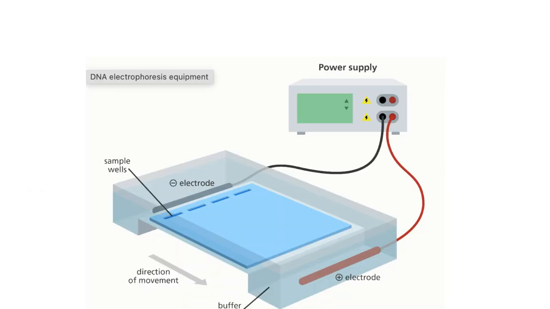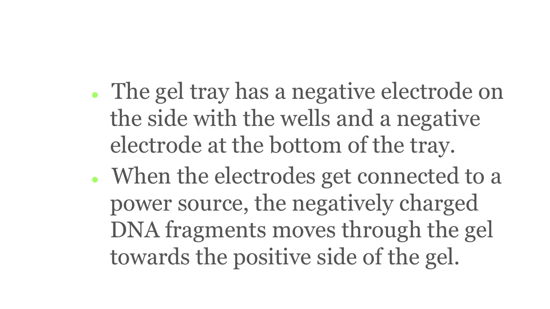So here's a picture in 3D of the gel, the blue slab of gel, the sample wells. Here's the negative electrode, the positive electrode. Here's the power supply. And it's pretty simple. The fragments move from negative to positive. Okay. And here I'm telling you what it just said.